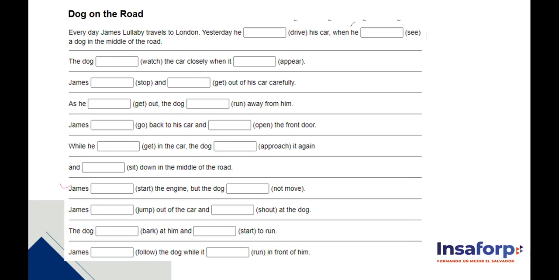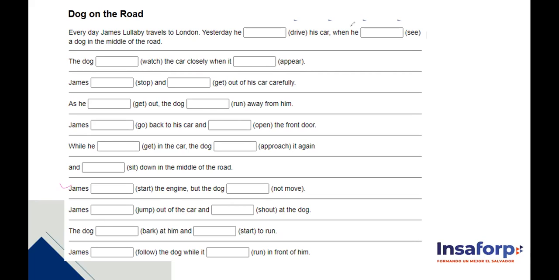Yes, well, I'm not sure about the past of sit. I'm not sure if it is and sat down. Yeah. Remain the same, sit. Sat. I'm not sure. Sat, okay, is the one. And sat down in the middle of the road. Thank you so much. And then we have Jefferson.